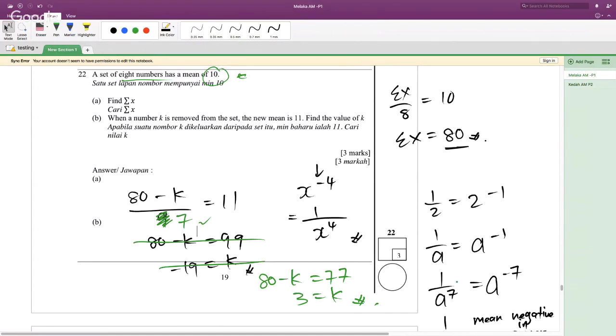Any more questions you want me to scroll back to? If not, I will just stop the broadcast. I hope I can still pass my MF. Yeah, k is equal to 3. Yeah, right.